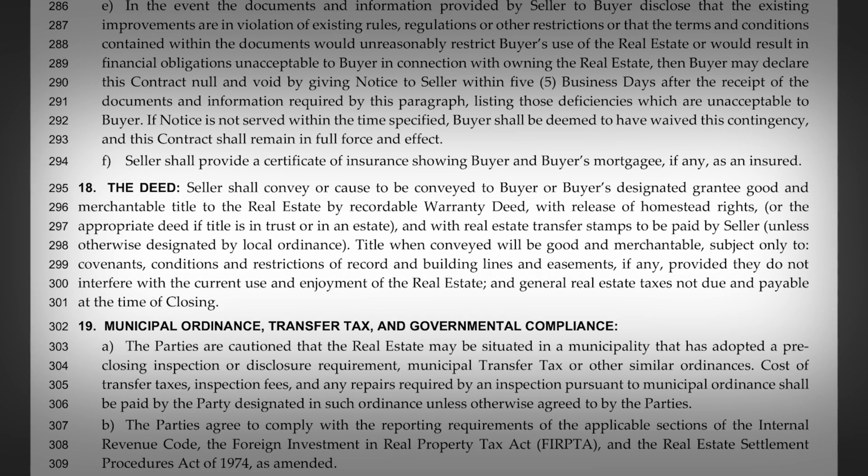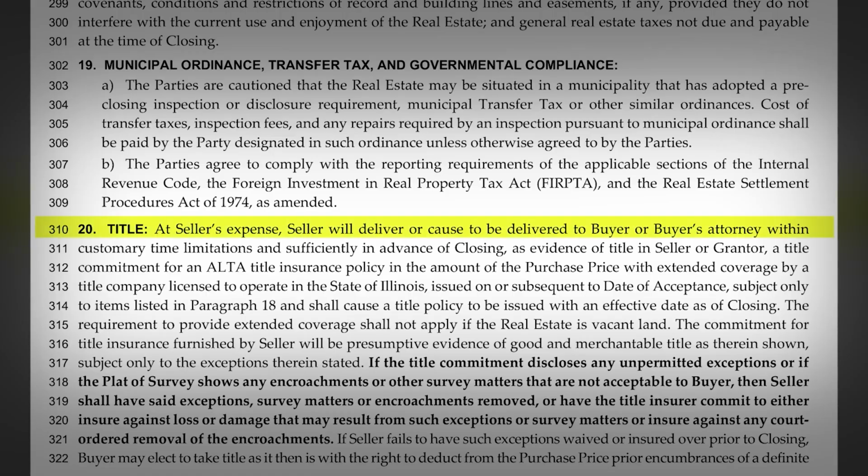Moving on, paragraph 18 talks about the deed. It is the seller's responsibility to provide a deed, clear and free, no boundaries on that deed. Same thing with paragraph 20, that title. The title should ensure there is nothing there that the new buyer cannot use the property for. If there are any encroachments or things like that, title policy should cover those.